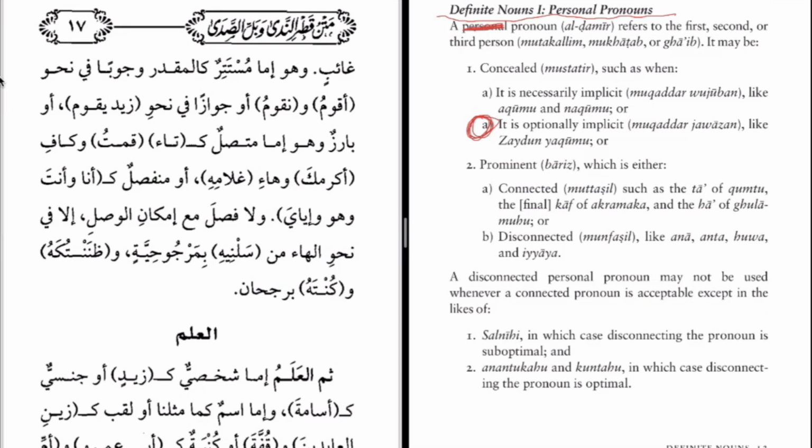To be muqaddar wujuban means it is not valid for a non-pronoun to fill the slot of the verb, the doer of the verb. Or the subject of the verb, if you want, so that we can include the passive voice too. It's going to be muqaddar wujuban when a non-pronoun cannot be the subject of the verb. When only a pronoun can be the subject of the verb, then it's muqaddar wujuban. Such as akumu wa nakumu.